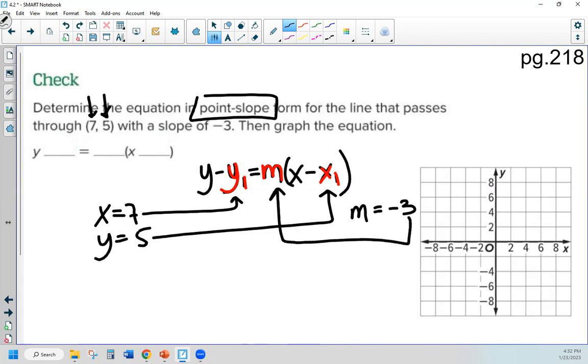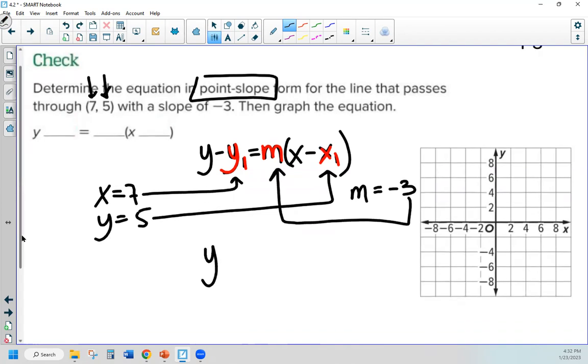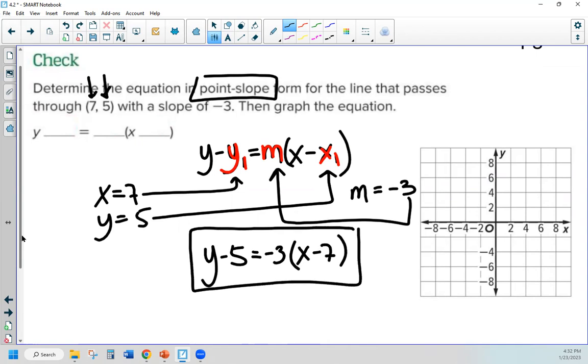All right. What would it look like? It'll look like this. Y minus 5 equals -3 times x minus 7. This right here is the equation of the line written in point slope form.